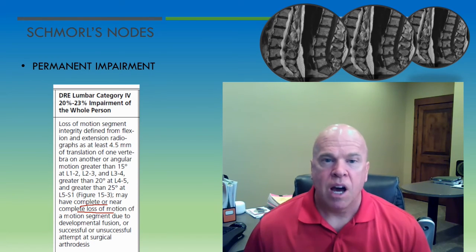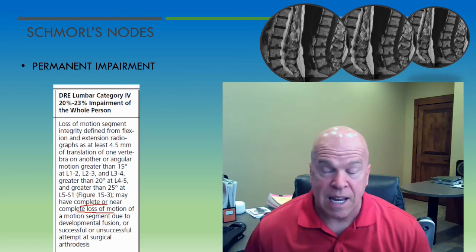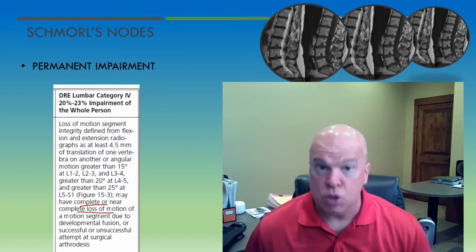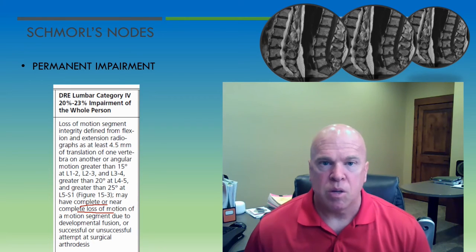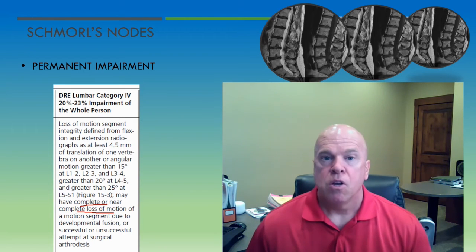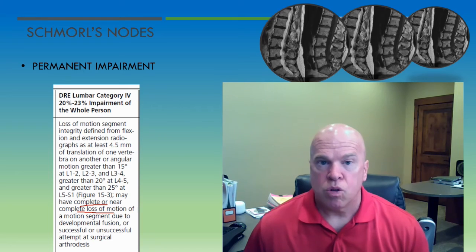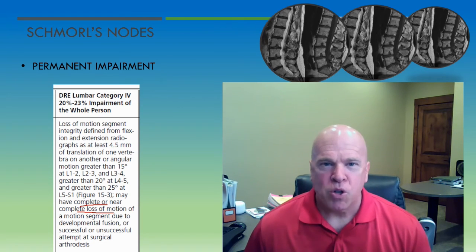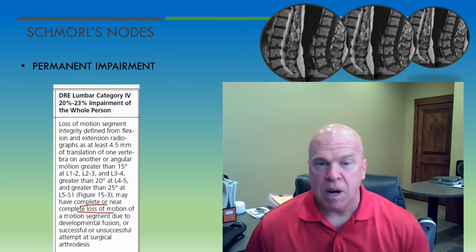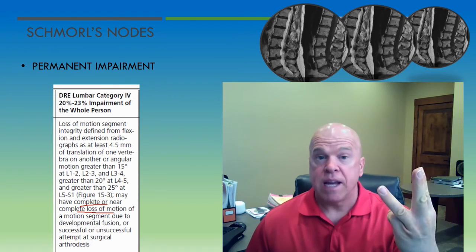Okay, so the DRE Category 4 provides you one option for providing for permanent impairment for these examinees. The other options are going to be available to you through the range of motion method of assessing permanent impairment of the spine. So in those cases where you use the range of motion method, remember that the range of motion method for providing for permanent impairment involves three considerations.